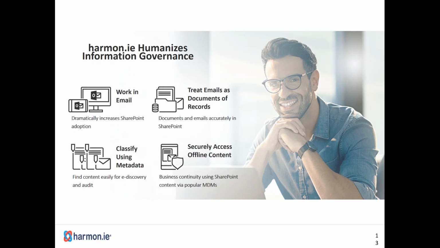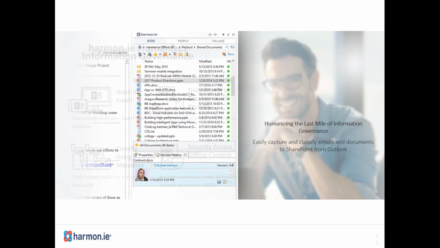So Harmony provides a suite of products that allow you to fulfill all these requirements of humanizing the information governance workflow. We just saw a demonstration of the desktop product. That's Harmony for Outlook. That's what you see here, dragging and dropping between email and SharePoint. So it's easy to capture, classify documents, and share them right from the desktop where you're continuously working. Next slide, please.